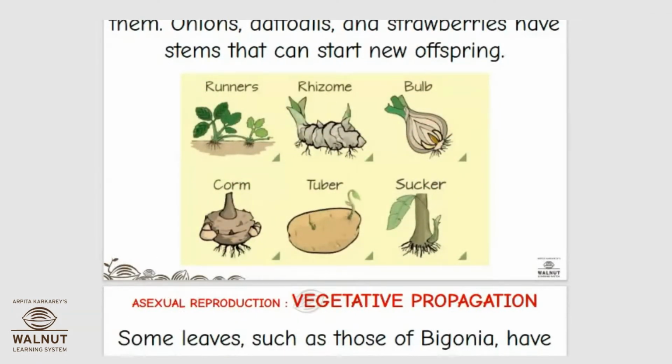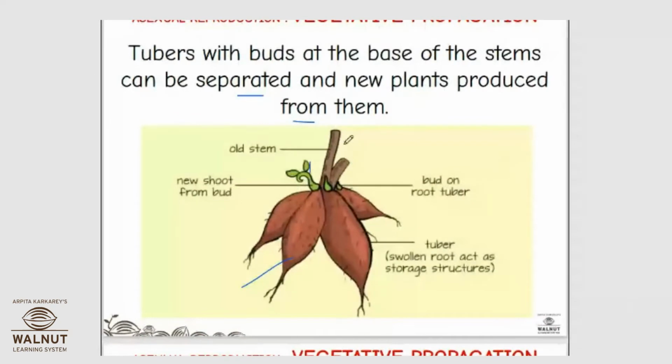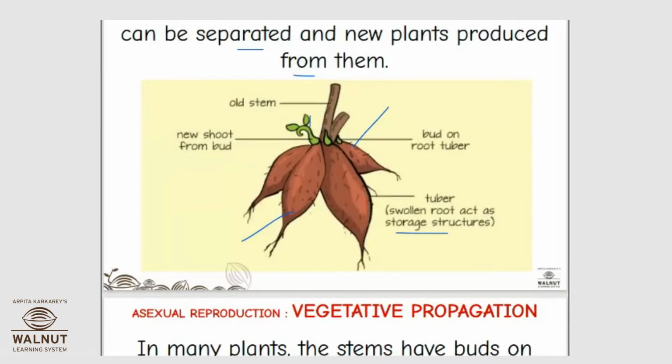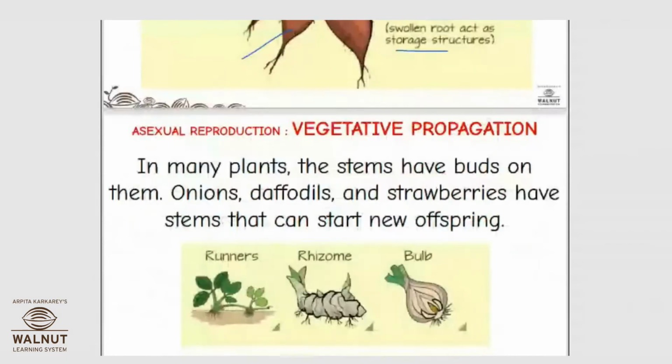We have seen different types of methods of asexual reproduction, in which roots were a part of reproduction, or roots were used by the plant to grow a complete plant, where roots stored the food. They were the storage structures. You can take examples of sweet potato, beetroot, like that.